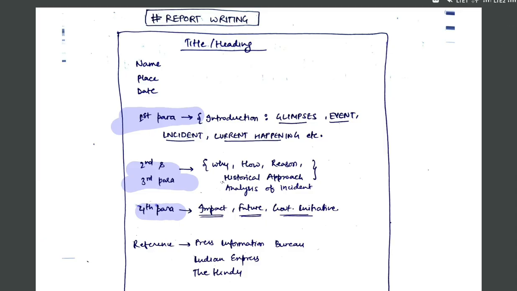So these are the five or six things that you have to keep in your mind: title, and then these three: name, place, and date. Then the first paragraph simply introduces the topic. Then the second and third paragraph: why it is happening, what are the factors, what are the reasons behind it. So if you get a topic on groundwater depletion, you can write in the second and third paragraph what are the reasons behind groundwater depletion, or you can simply analyze the incident. And then the fourth or fifth paragraph, what are the impacts of those events or incidents.